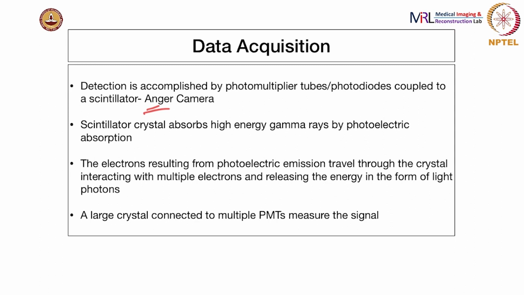So how does the scintillator convert gamma rays to light? It's basically through photoelectric absorption. The scintillator absorbs the high energy gamma rays by photoelectric absorption. The electrons resulting from the photoelectric absorption travel through the crystal, and in their interactions with multiple electrons, they release energy in the form of light photons.